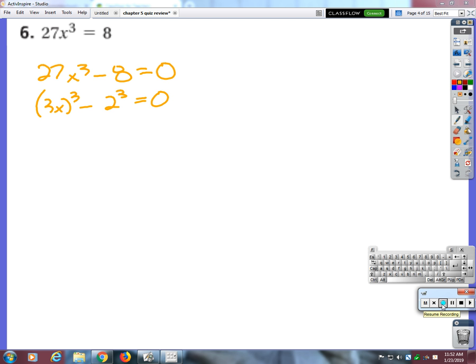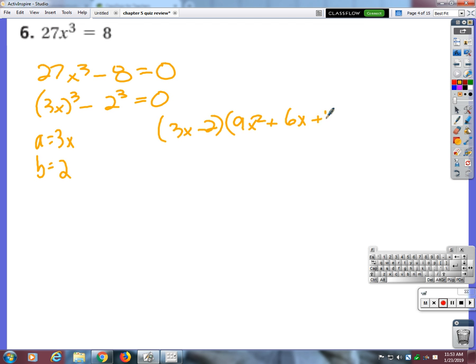All right, so in this problem, since we figured out that these are the cube roots, this means that a is going to be 3x and b is going to be 2. Okay? So now we just follow that factor pattern. So this is going to factor into 3x minus 2 times a squared, which would be 9x squared, plus a times b, which is 6x, plus b squared, which is 4. Okay? So that's what that factors into.